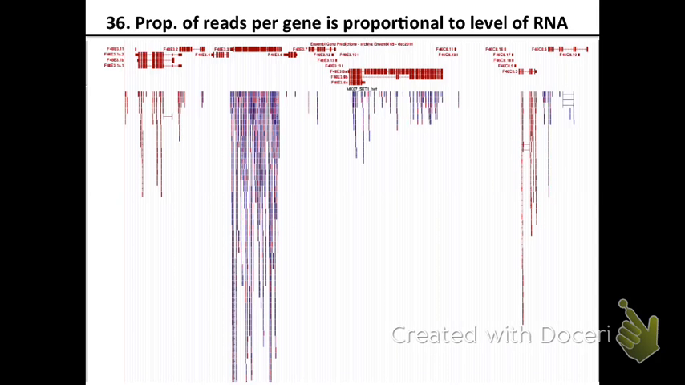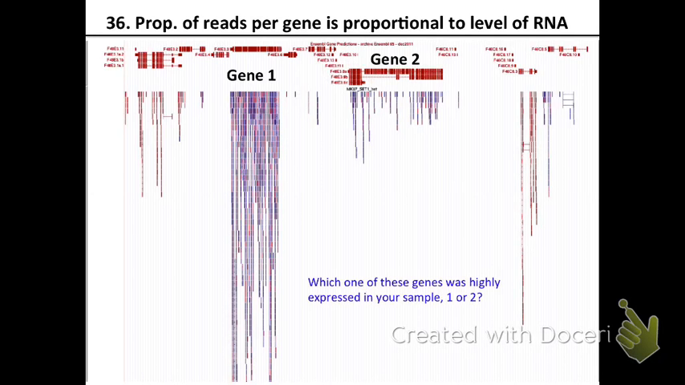So when you zoom out and look at a bunch of genes along the genome, what you're going to see is alignment of all of these reads. Lots of reads are aligning here, some reads are aligning here, and some reads are aligning here. So mostly corresponding to genes. Which of these genes is highly expressed in my sample? Gene 1 or 2? Gene 1. Why? Because it has many, many more reads compared to gene 2, telling me that the relative expression of gene 1 is higher compared to gene 2, right?